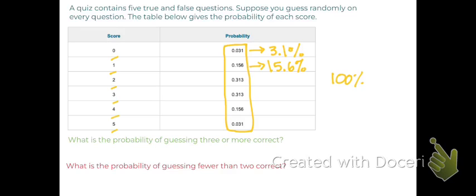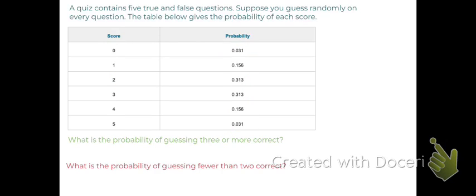All right, let's look at the questions. The first one says, what is the probability of guessing 3 or more correct? So all you need to do is look at the scores and see which of the rows we are talking about. Well, I could have guessed 3 correct. That's the probability. Or 4. Or I could have guessed 5 correct. These are the only rows I'm looking at.